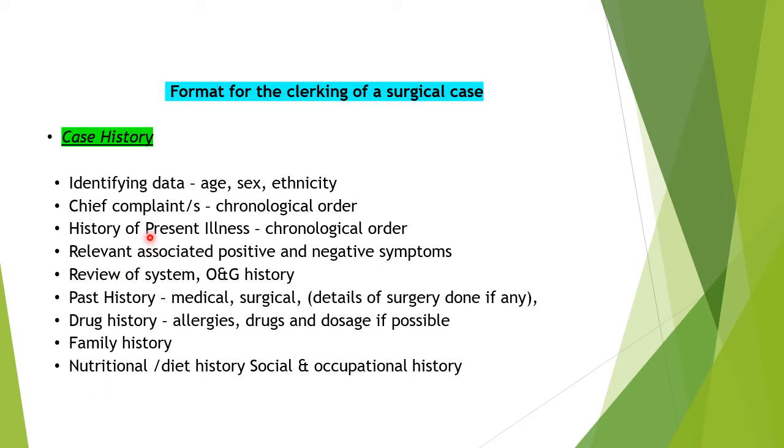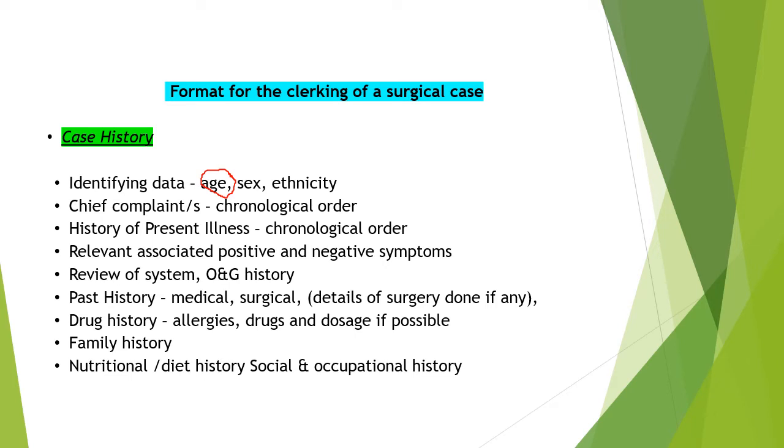Once you know how to clerk a patient, get a history and look for signs in the examination, you must follow a certain format of clerking and presenting a case. First of all, the case history. These are the important things that you must look for in the case history. Identifying data. The most important among them is the age of the patient. By knowing the age, you can exclude quite a number of illnesses in that particular patient that you are dealing with.